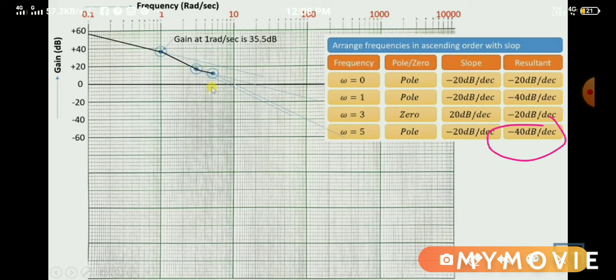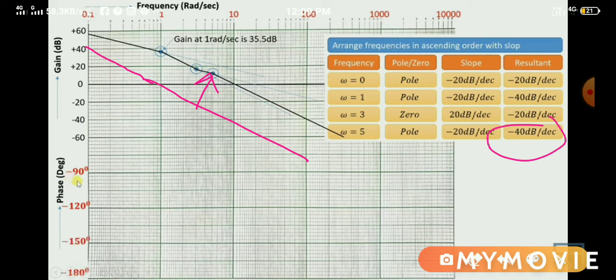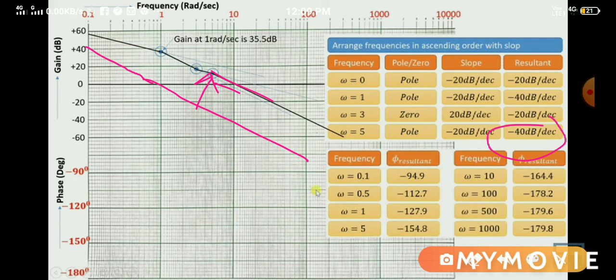Now next corner frequency is omega equals to 5, that is minus 40 decibel per decade. So keep the scale at minus 40 decibel per decade. Then take a parallel line. As there is no next corner frequency, we are just extending the line a little bit, right? So this is the magnitude plot.